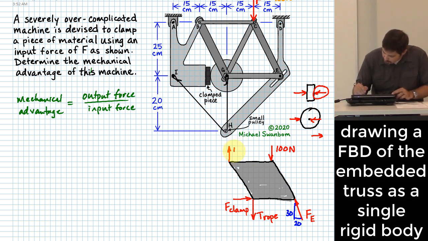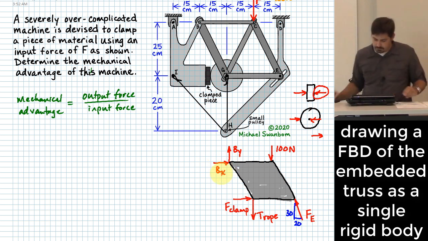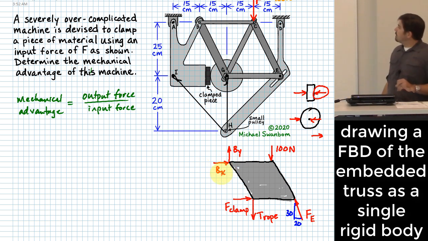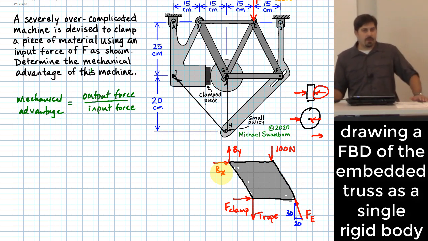And I'm going to call this one BY. I'm going to call this one BX. Okay, so that's a reasonably good free body diagram, or at least a start on one. What else should I put on here to make it more complete?